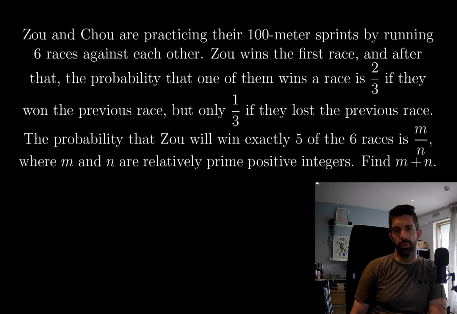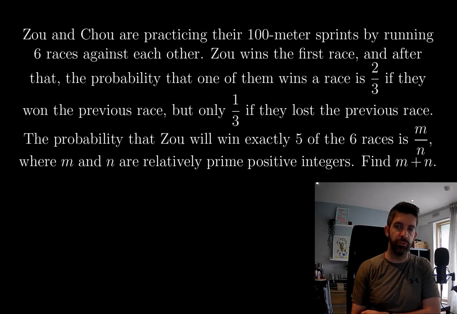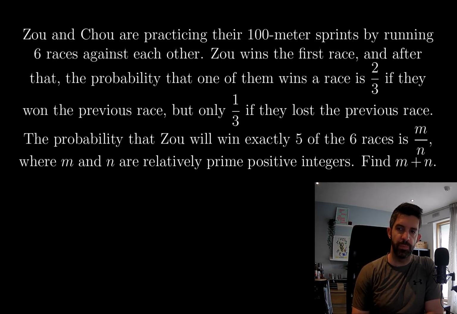Zhu and Chu are practicing their 100-meter sprints by running 6 races against each other. Zhu wins the first race, and after that, the probability that one of them wins a race is 2/3 if they won the previous race, but only 1/3 if they lost the previous race. The probability that Zhu will win exactly 5 of the 6 races is m over n, where m and n are relatively prime. Find m plus n.